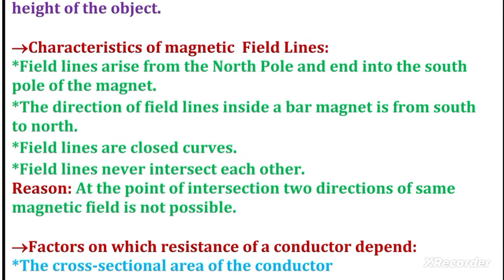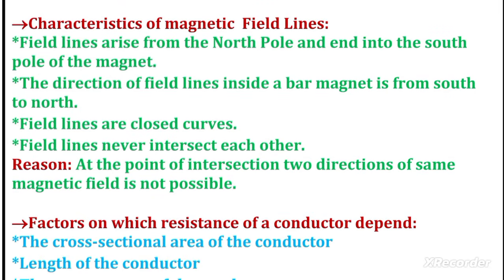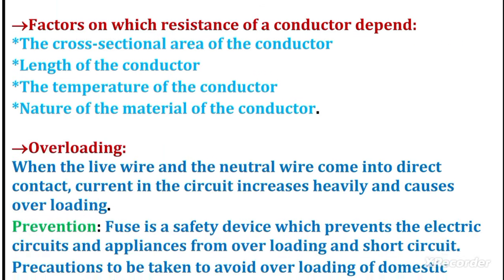Most important question: what are the characteristics of magnetic field lines? Asked in the examination. Field lines arise from the north pole and end in the south pole of the magnet. The direction of field lines inside a bar magnet is from south to north. Field lines are closed curves. Field lines never intersect each other. The reason is also asked: at the point of intersection, two directions of the same magnetic field are not possible.